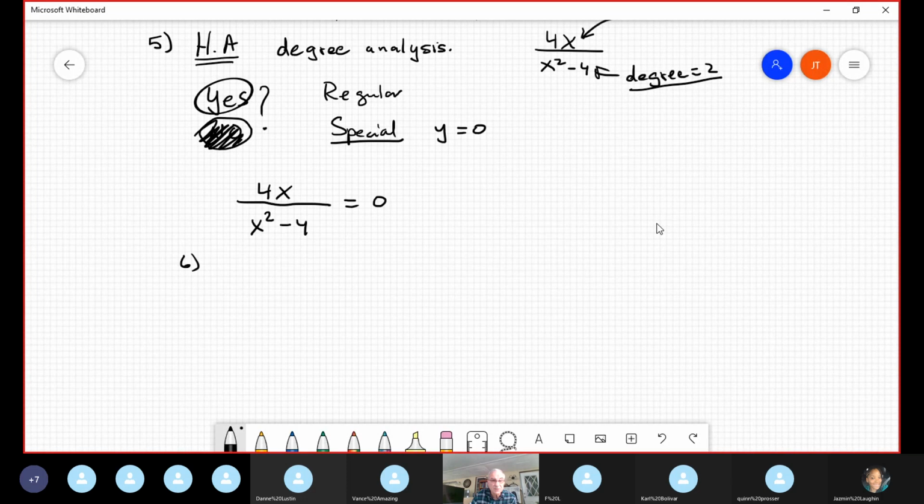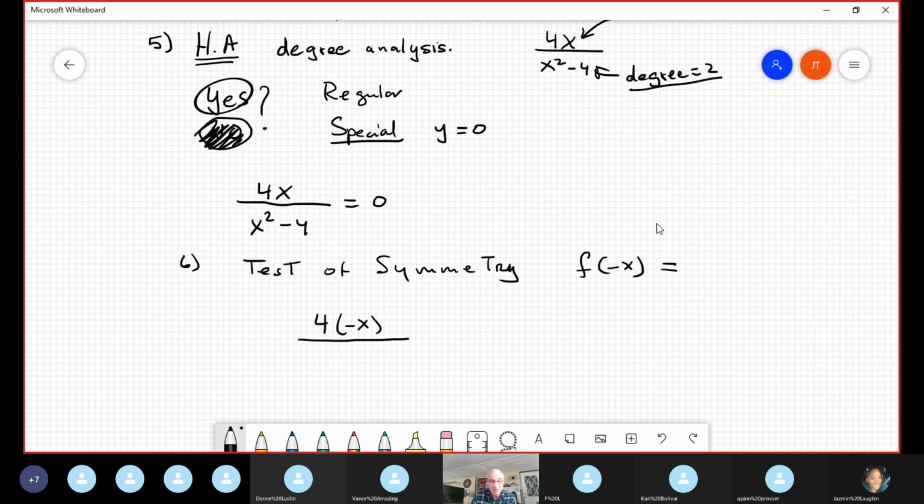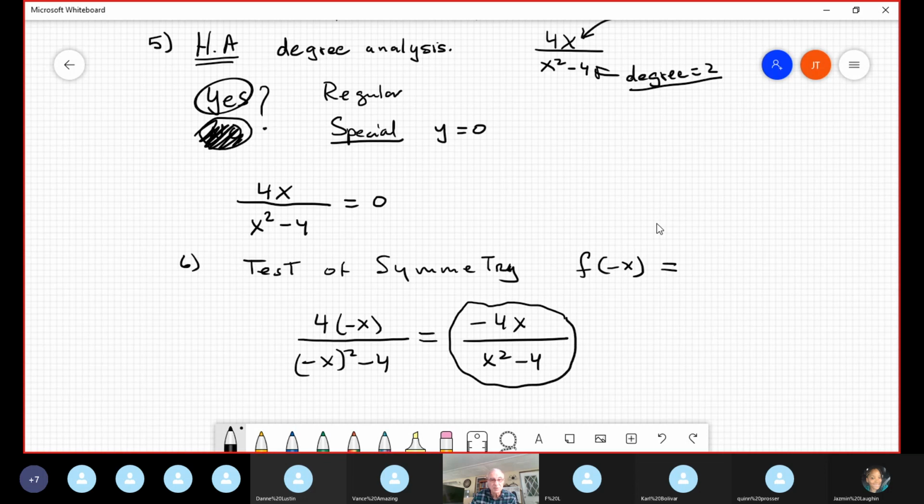So now we spend time to test symmetry. Number 6, test symmetry. It's super easy because symmetry is reflection. You are doing reflection about the y-axis, so you replace x with negative x. So 4 times negative x divided by negative x squared minus 4. I did the reflection: minus 4x divided by, and minus x squared is positive, minus 4. And we compare this expression and this expression.